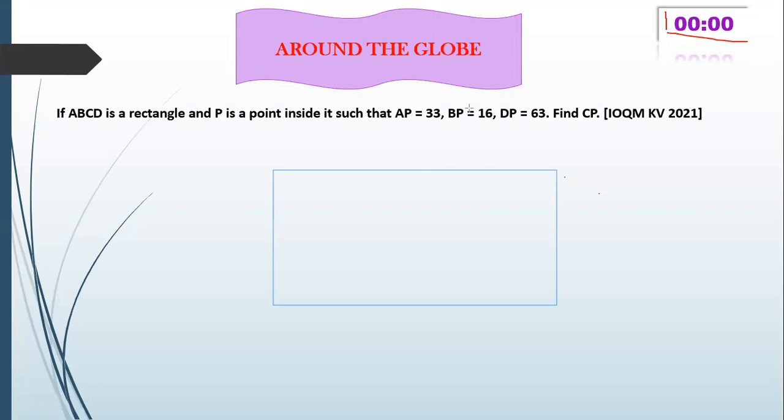Okay, so let us draw the figure first. So let us take this as a point P. This is A, this is B, this is C, this is D. So A, B, C, D, the 4 vertices of this rectangle. Let us join DP, AP, BP and CP.